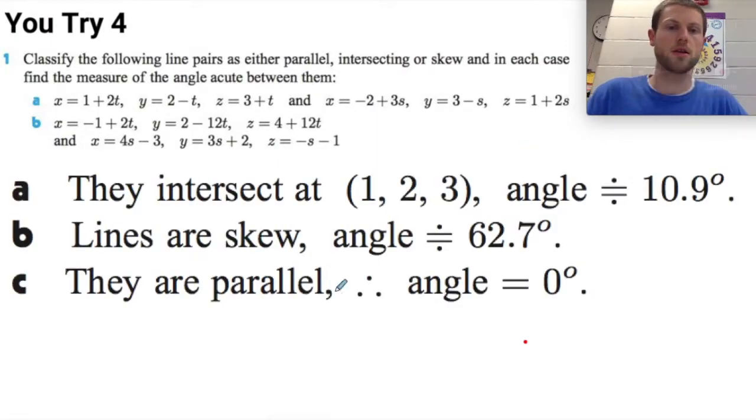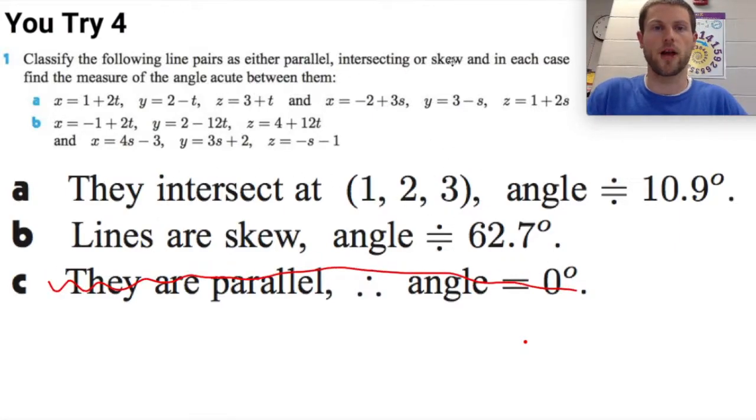All right, and here are the answers. You don't have a letter C, so don't worry about this. But the first set of lines, they do intersect. And the second set of lines, they don't intersect, but they are skew. And if you were to translate them, this is what the angle would be.